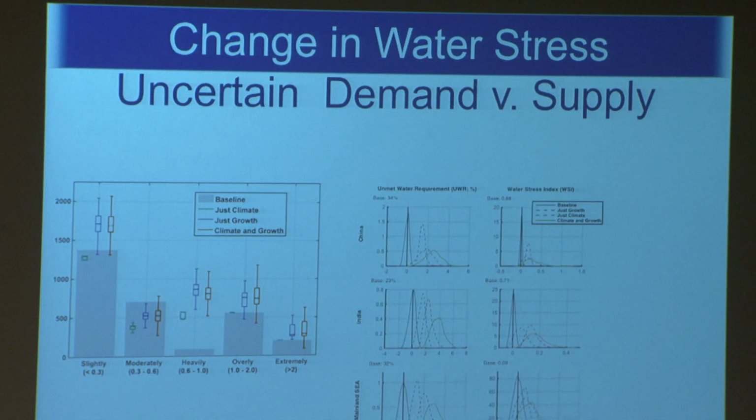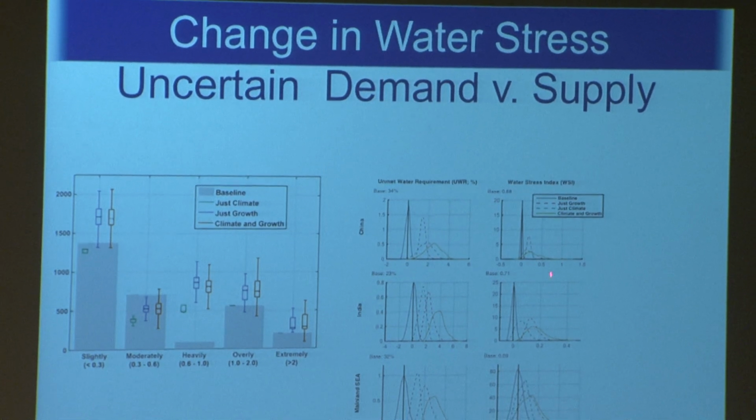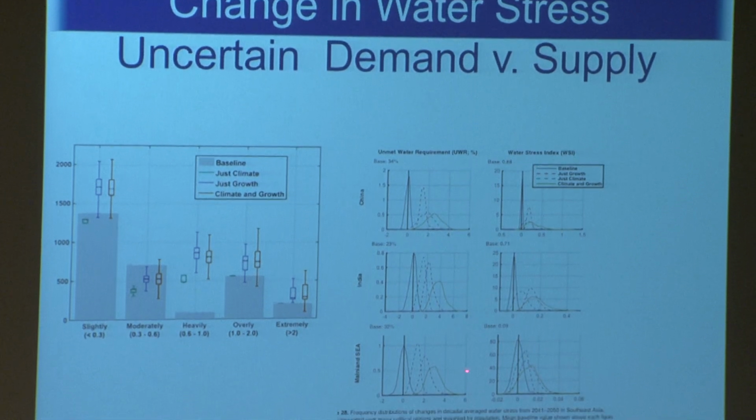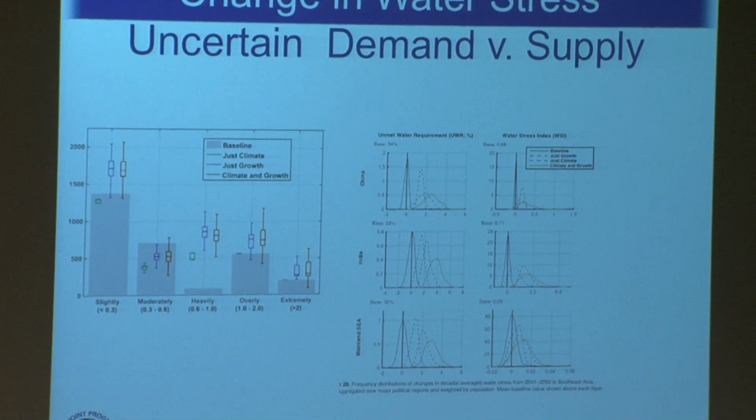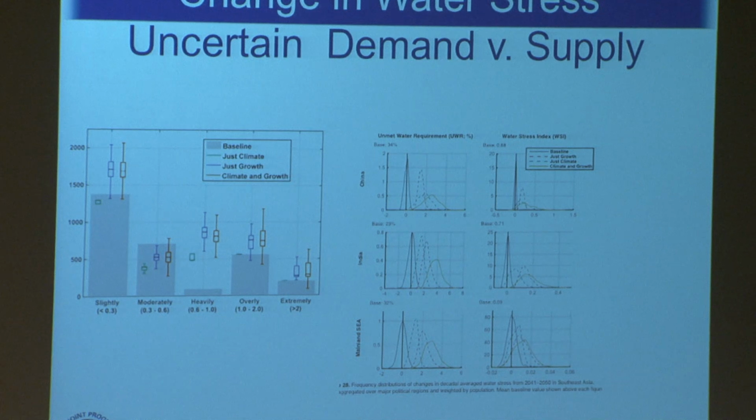And then if you take a look at that and look at it probabilistically, these are the box and whiskers. What you're seeing is this is for all of Southeast Asia. For China, we see that the biggest moves are for the socioeconomic. Climate change is a smaller amount. If you put them together, you have an exacerbated problem. So climate change is not a small problem. It's just another problem of the many that we're having in terms of water management as we move through the future.